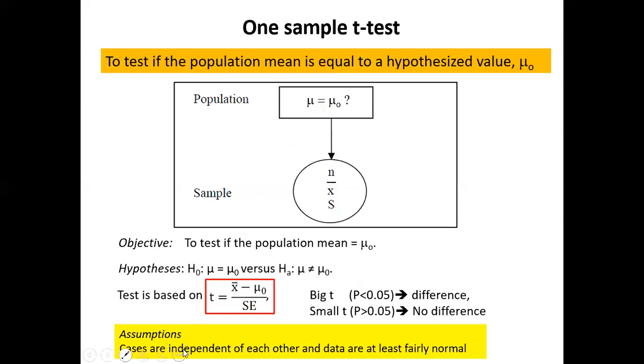Assumptions. For every test after this, there will be assumptions, right? Assumption: cases must be independent of each other and the data fairly normal. We did last week what normal is, right? If the data is not normal, then we should not use the mean. Maybe it's the median, which calls for different tests altogether.